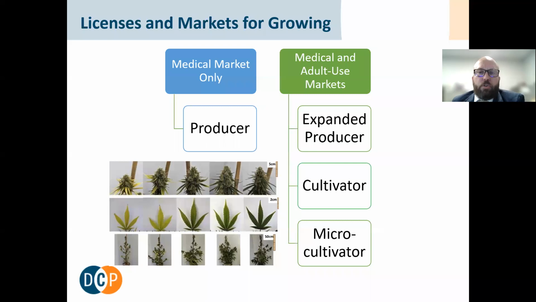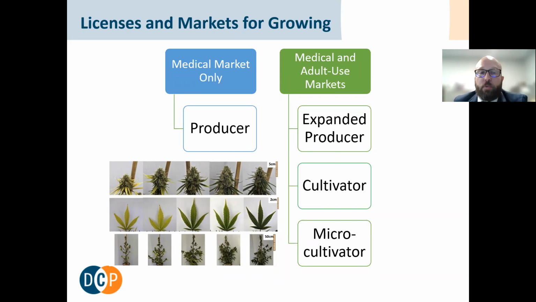So there's two markets. The Public Act created this new market for adult use cannabis. And so now we have two markets where the growing businesses can explore and work in. The medical market has producers, and the producers are the only part of the market that have to feed the medical program.